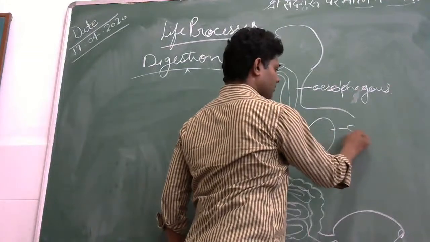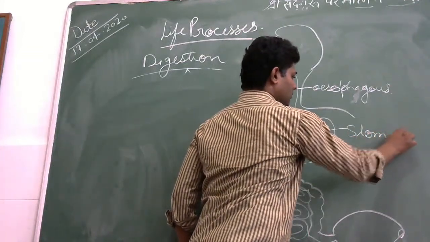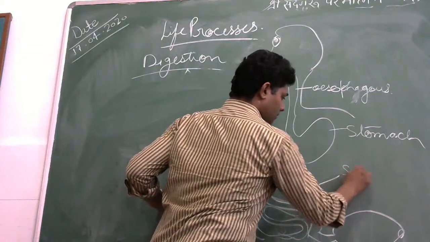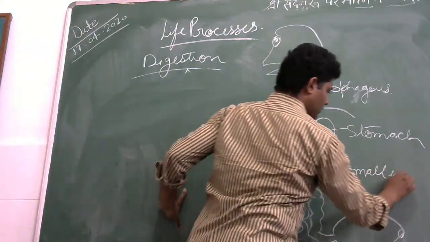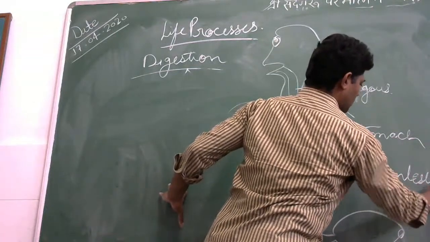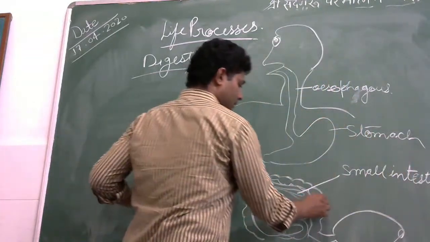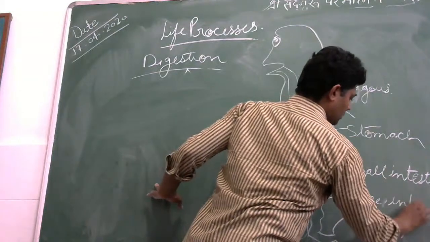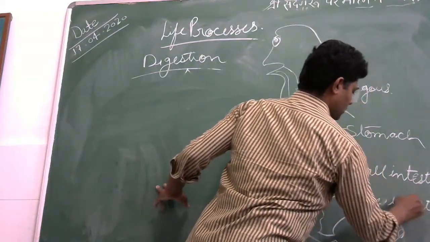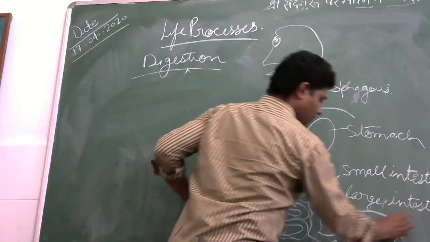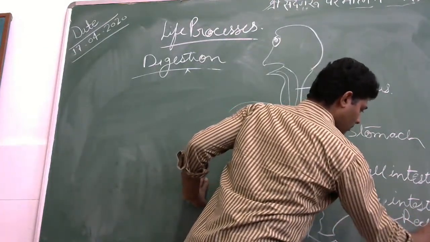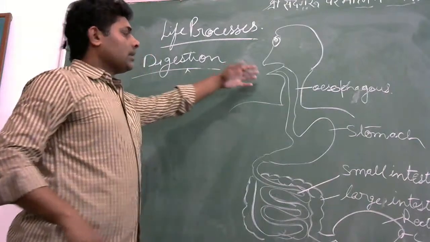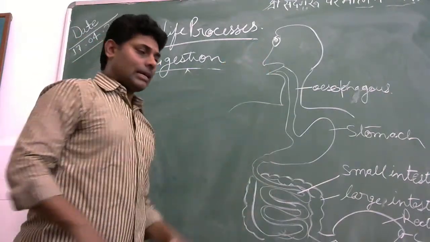esophagus, stomach, then small intestine, large intestine, rectum, and this is cloaca. This is a rough diagram of the human alimentary canal.